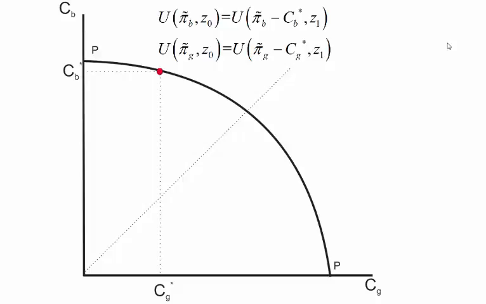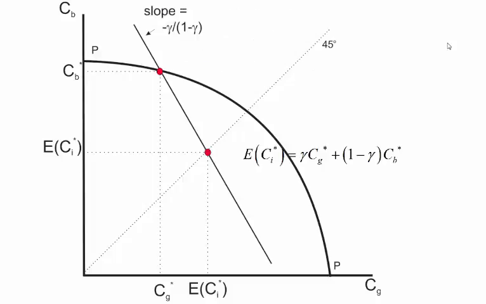Let's stick with this CB star, CG star, and think about what's the expected value of that. Well, the expected value of that is determined by the relative probabilities of the bad state and the good state. If we just use that line right there with the slope minus gamma over 1 minus gamma, where gamma is the probability of the good state, then the expected value of CI star is simply the point on that straight line that intersects the 45-degree line. So the expected value of CI star is the red dot right down there in the middle.